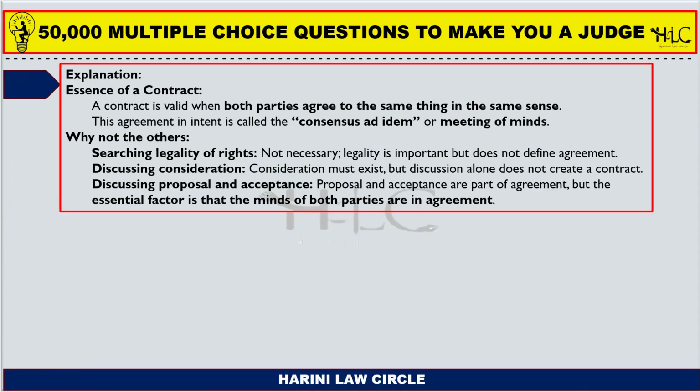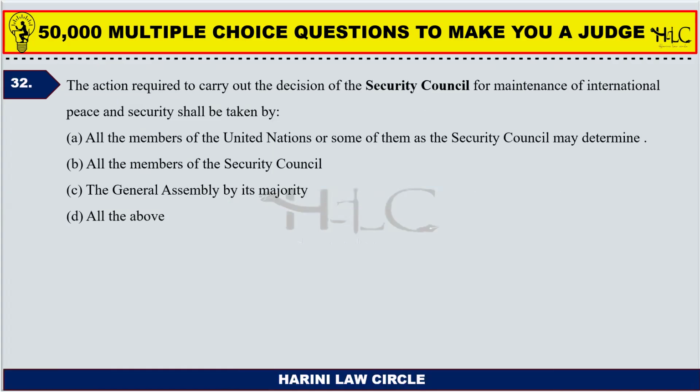So the essence of a contract is valid when both the parties agree to the same thing in the same sense. This agreement in intent is called consensus ad idem. Consensus ad idem is a legal Latin maxim. So it basically means meeting of minds. To effect a contract, there need to be two or more parties to the contract. And meeting of minds is one of the most important parts of the Indian Contract Act to execute a contract.